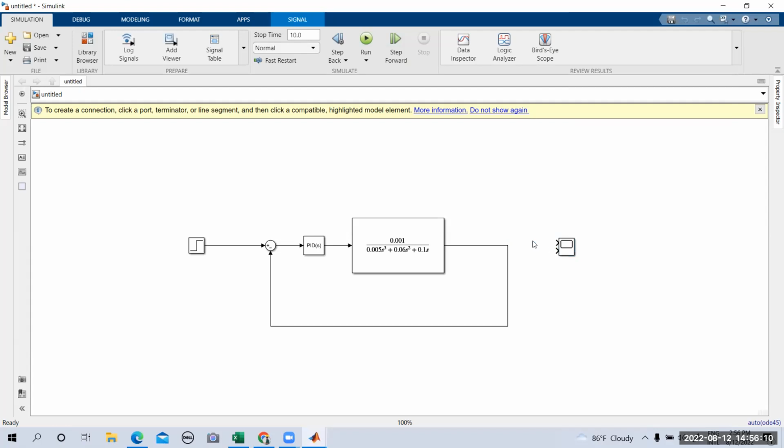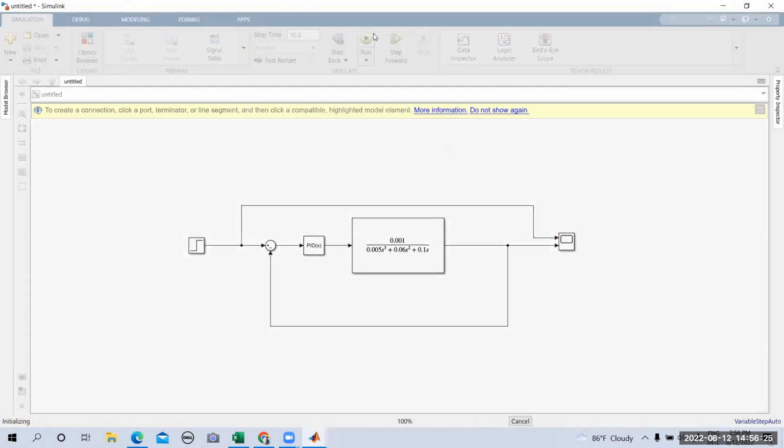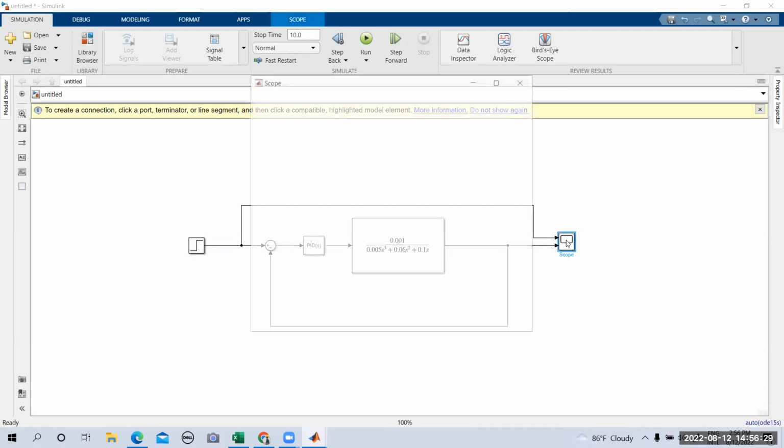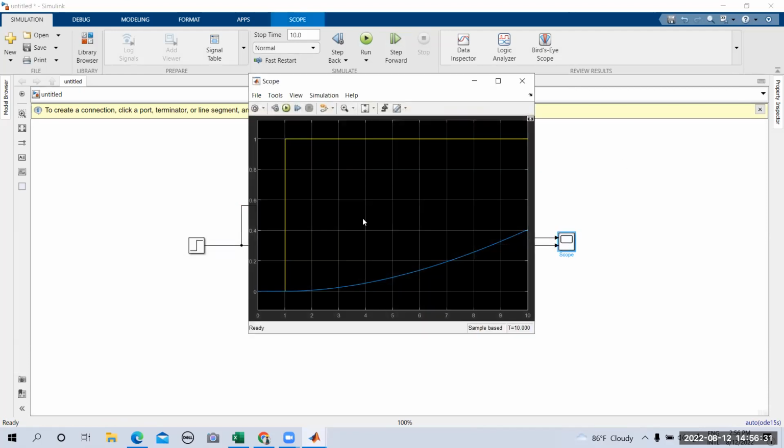So this signal out here. Yeah, this, right? So now I will run this. Now this, without the PID controller, what we get is something like this, right? This is the input, step input.